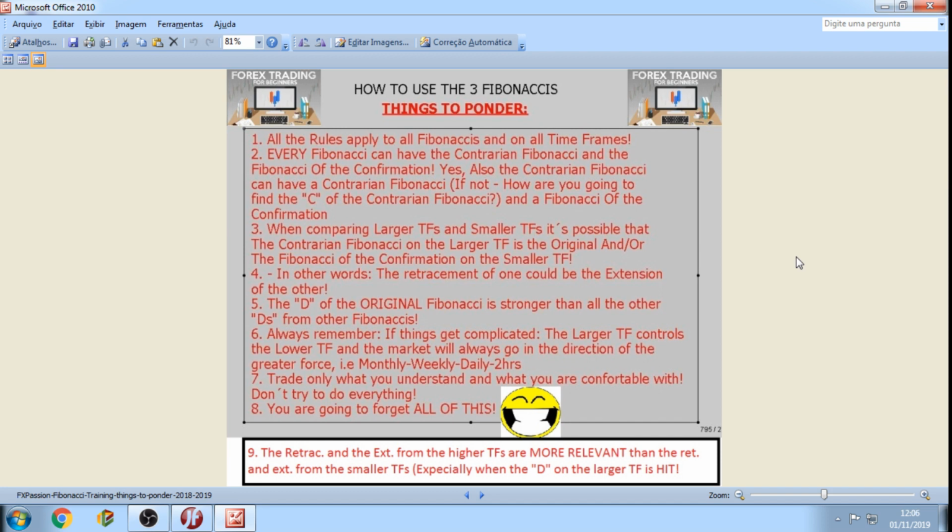Monthly, weekly, daily, 2 hours. AUDJPY daily, yes sir.